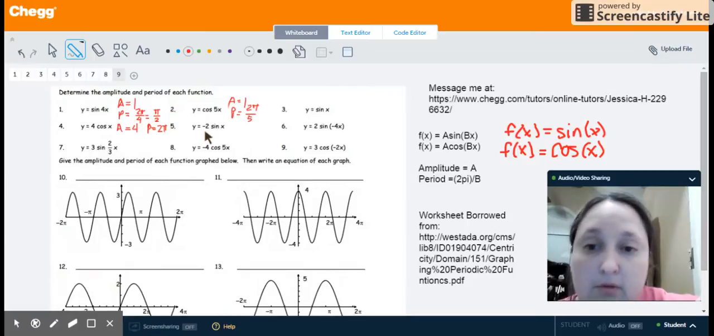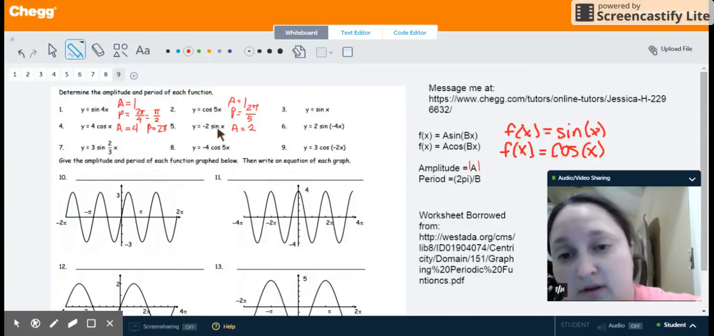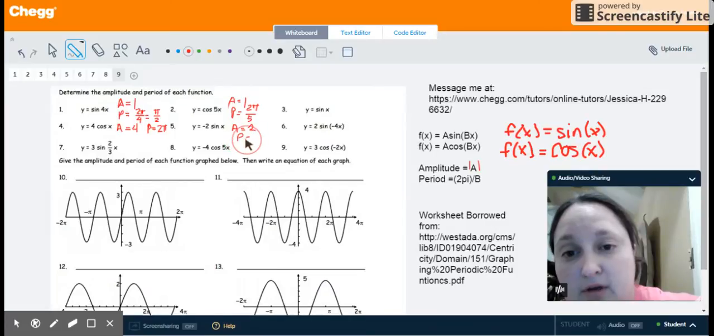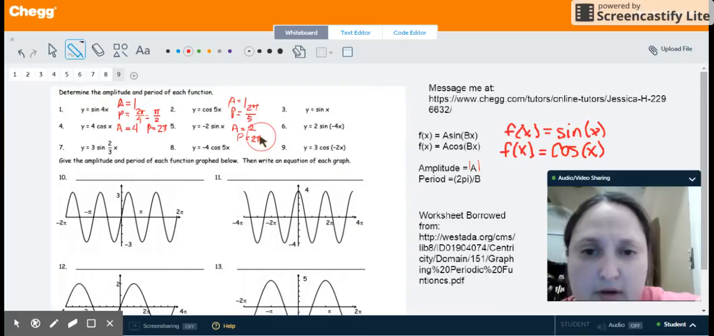Okay, here we have a coefficient of 2, and the amplitude will be this absolute value. So the amplitude will be 2, not -2. You can't have a -2 as a height. Okay, so the amplitude is 2, and because there's no b here, we also have a period of 2 pi.